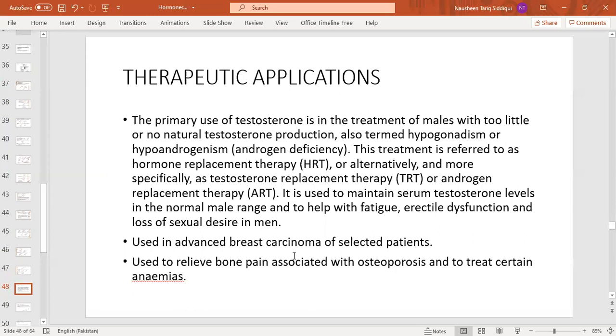in the normal male range and to help with fatigue, exertion, erectile dysfunction, and loss of sexual desire in men. It is used in advanced breast carcinoma of selected patients, to relieve bone pain associated with osteoporosis, and to treat certain anemias.